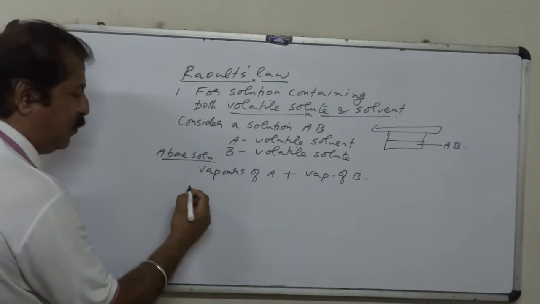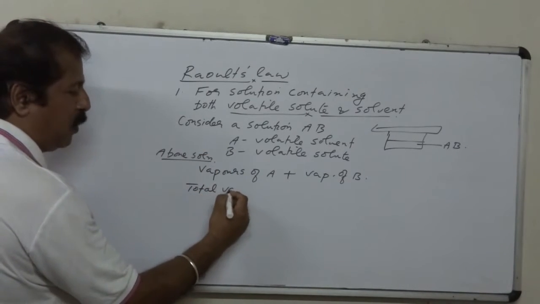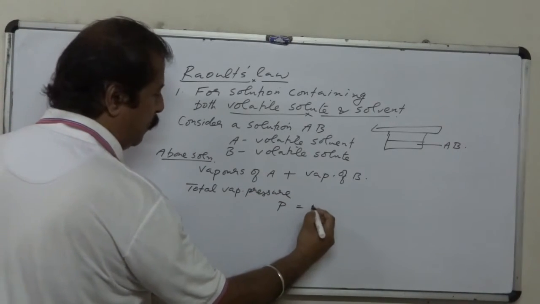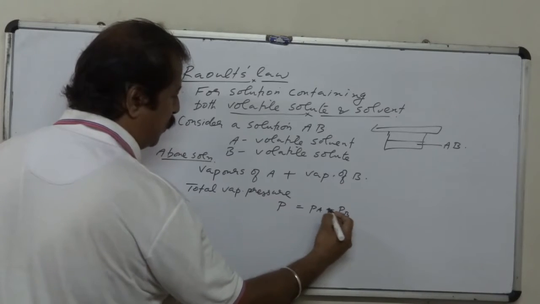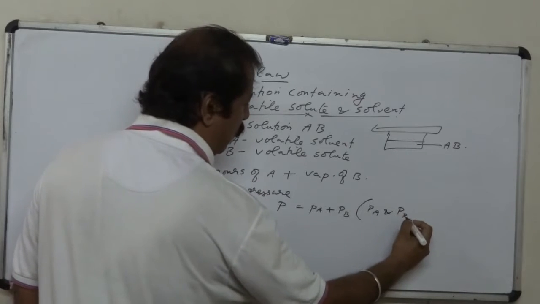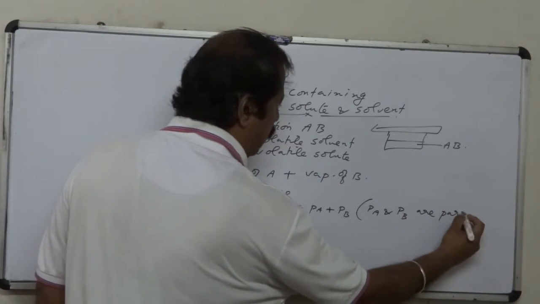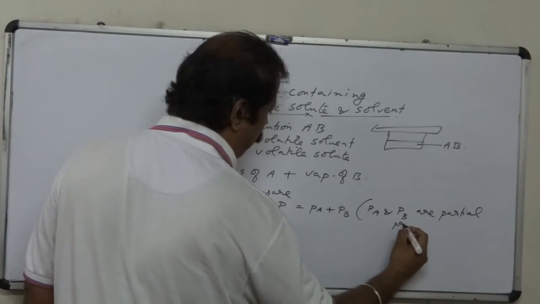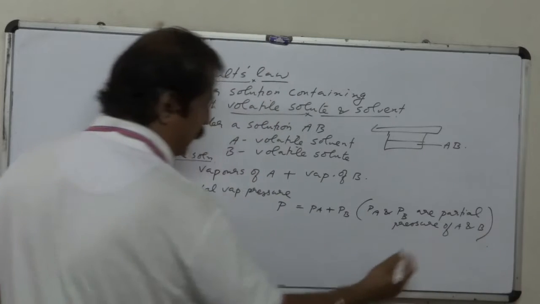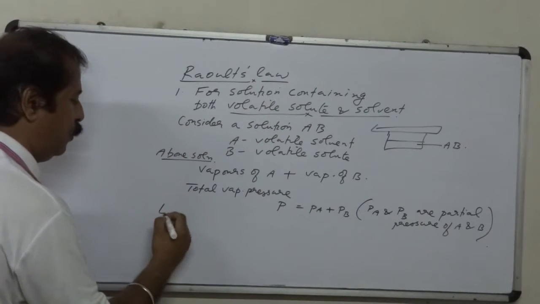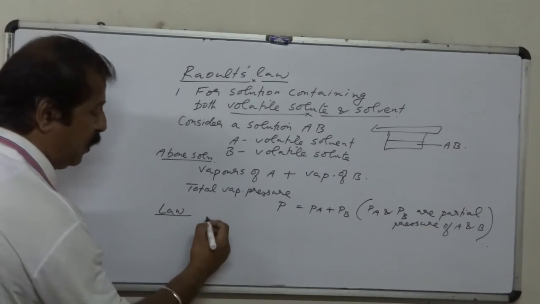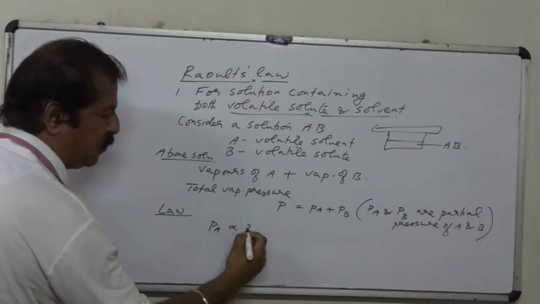Then, according to Dalton's law, the total vapor pressure P is equal to PA plus PB. Then what are PA and PB? PA and PB are the partial pressures of A and B. Then, according to Raoult's law, the partial pressure of a component in the vapor phase of a solution is directly proportional to its mole fraction.